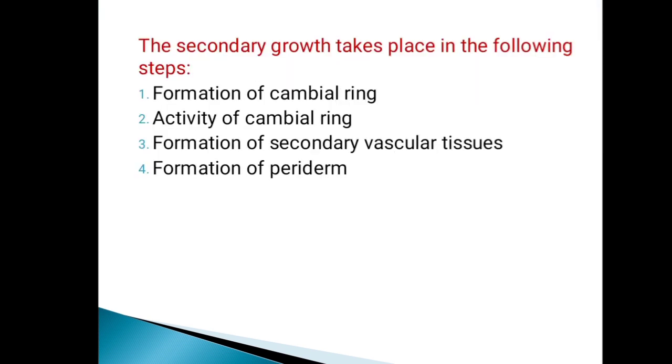Now coming to the secondary growth, which takes place in the following steps. There are four different steps. What are those? The first one is formation of cambial ring, the second one is activity of cambial ring, the third one is formation of secondary vascular tissues, and lastly formation of periderm. The first three, that is 1, 2 and 3, together form the so-called intrastelar activity, and the last one, formation of periderm, is nothing but extrastelar activity of a cambium.